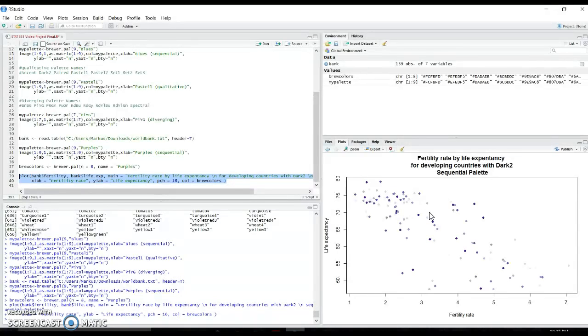Now that we have shown you how to use RColorBrewer, you are now ready to use it in your next homework and lab assignments.